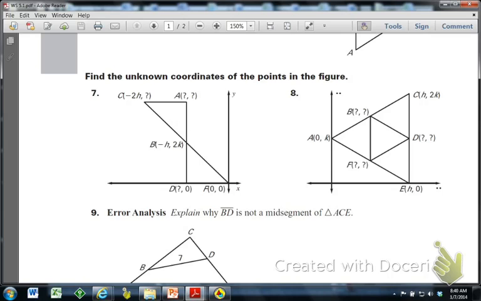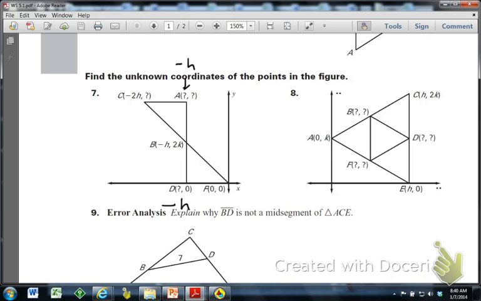So that's where I'm going to start. Negative h is the x value, 2k is the y value. So that's going to allow me to find the x value for point D right down here, because the x value for point D is going to be the same. It'll be negative h. So that's negative h. And then above, the x value for point A is also going to be negative h.